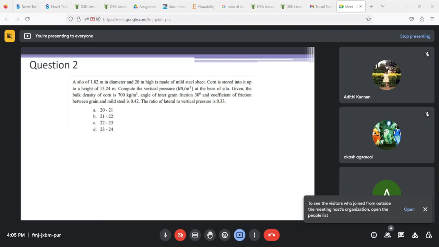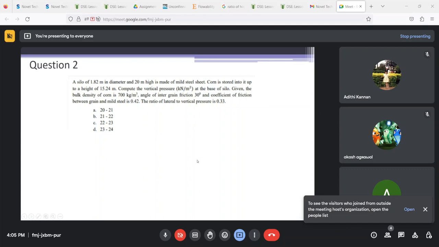Reading the question, a silo of 1.82 meters in diameter and 20 meters high is made of mild steel sheet. Corn is stored into it up to a height of 15.24 meters. Compute the vertical pressure in kilonewton per meter square at the base of the silo. Given the bulk density of corn is 700 kg per meter cube, the angle of intergrain friction is 30 degrees, and the coefficient of friction between the grain and the mild steel is 0.42. The ratio of lateral to vertical pressure is also given as 0.33.